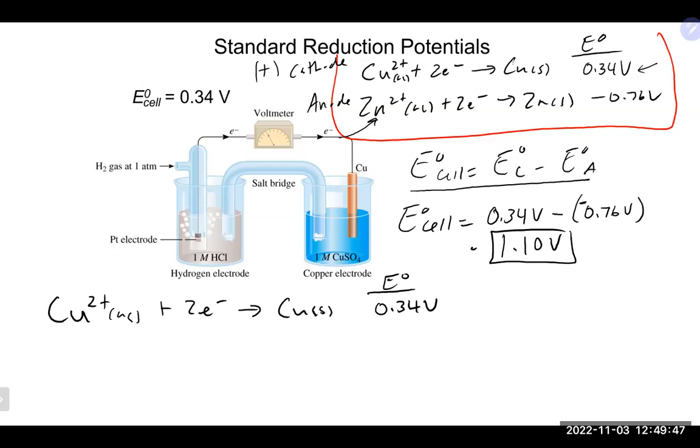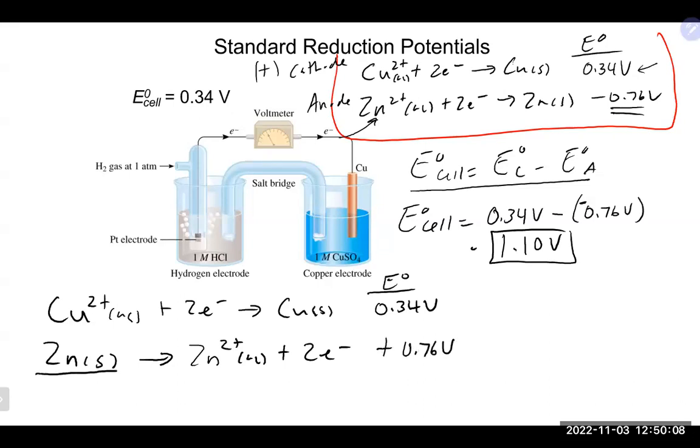it around, which means my zinc solid would be over here going to zinc 2+ and 2 electrons. Because I reversed the reaction, according to what we just saw, the sign of my value here now should become positive 0.76 volts, which means when I add these reactions together, my electrons cancel, giving me the overall reaction that is going on.